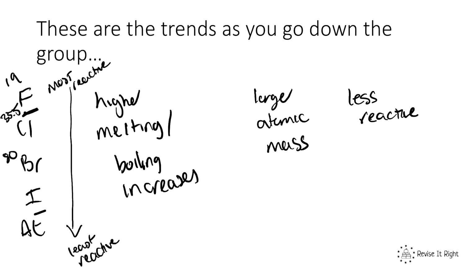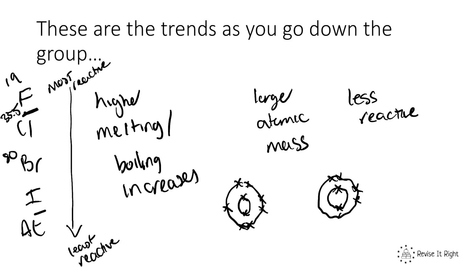Now again, that can be explained by drawing their electronic configuration. Fluorine has 9 electrons, so it has 2 and then 7. Whereas chlorine has 17, so it has 2, 8 and then 7. And hopefully what you notice here is that they both have 7 electrons in the outer shell. Just like in Group 1, they have 1 electron in the outer shell, Group 7, they all have 7 electrons in their outer shell.